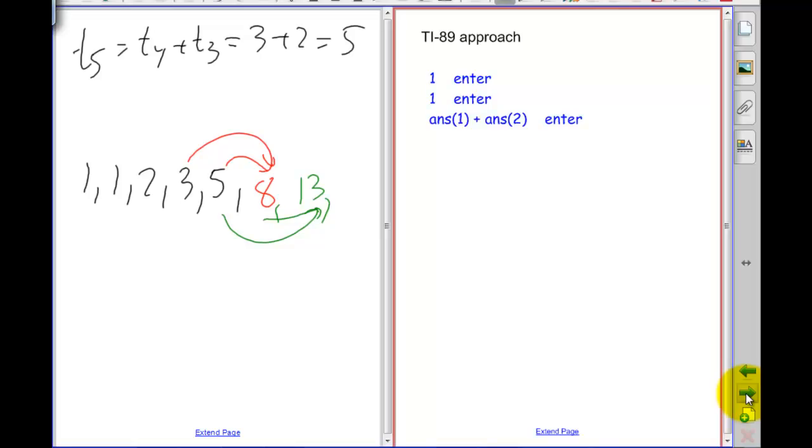Try it on your calculators. It's a little trickier because you have to go 1 enter, and then answer 1 plus answer 2. How do you do answer 2? You just go Edit, click answer, and then you go in and delete the 1 and add in a 2. There's two answers.